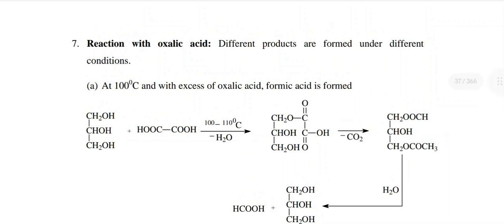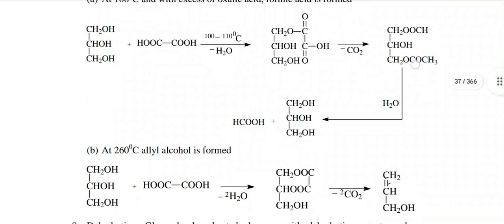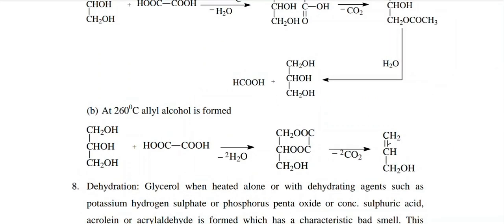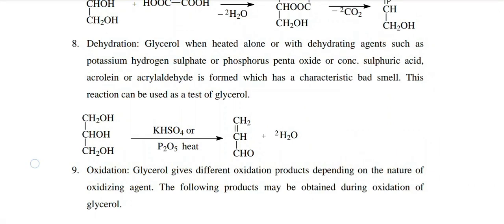Reaction with oxalic acid. Different products are formed under different conditions. At 100 degrees Celsius, with excess of oxalic acid, formic acid is formed. At 260 degrees Celsius, allyl alcohol is formed. Dehydration. Glycerol, when heated alone or with dehydrating agents such as potassium hydrogen sulfate, phosphorus pentoxide or concentrated sulfuric acid, acrylaldehyde is formed, which has a characteristic bad smell. This reaction can be used as a test for glycerol.